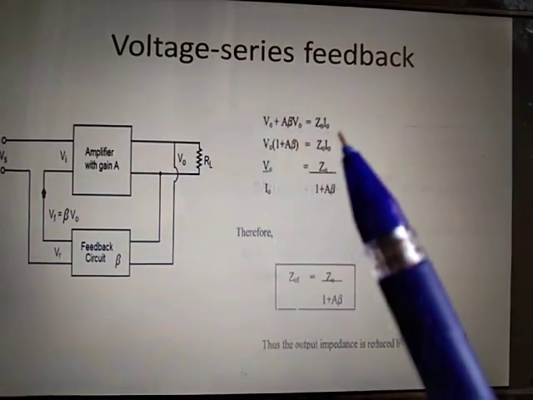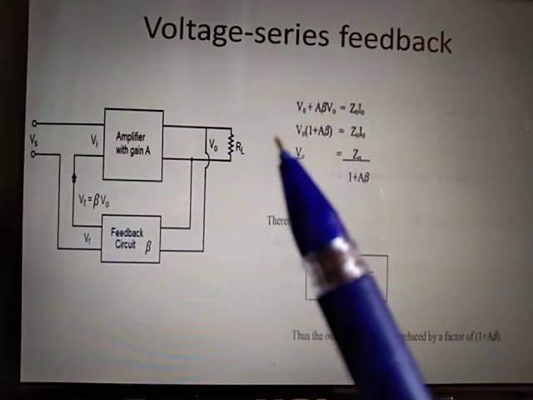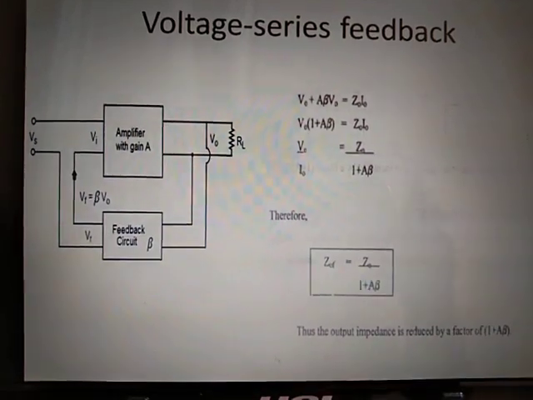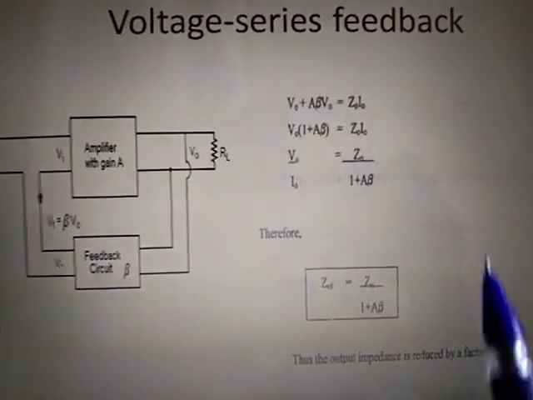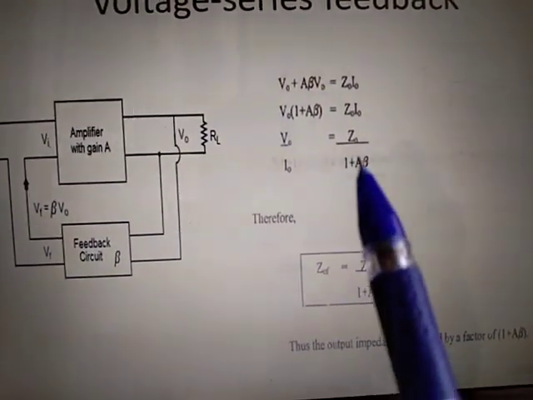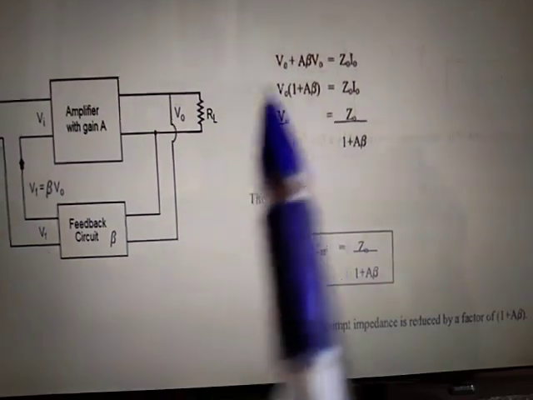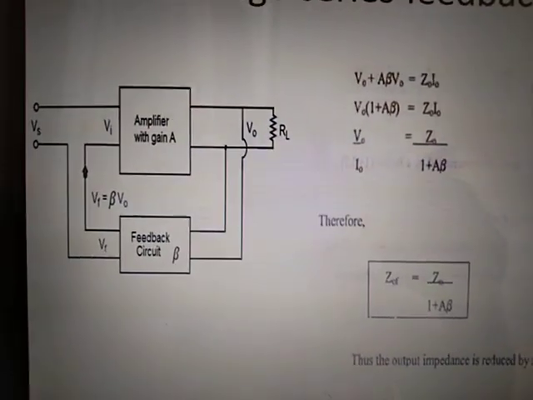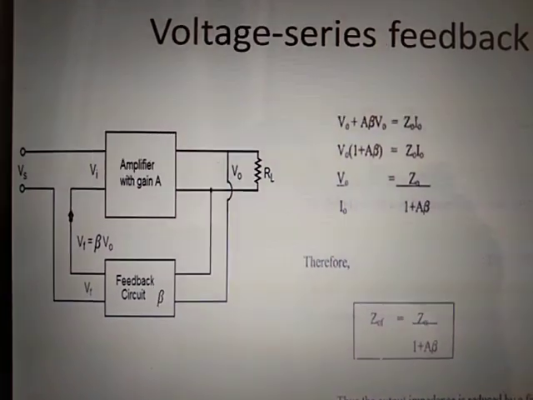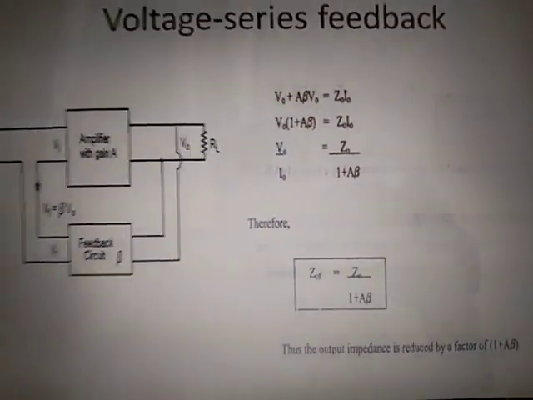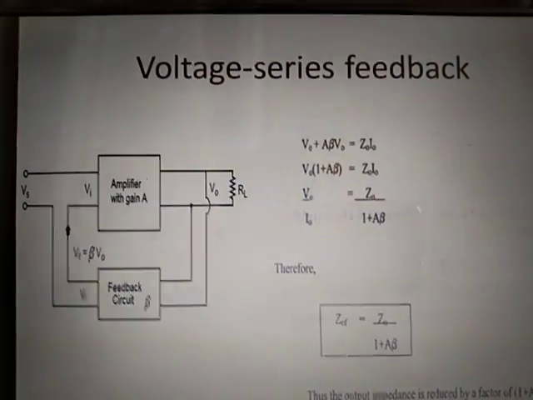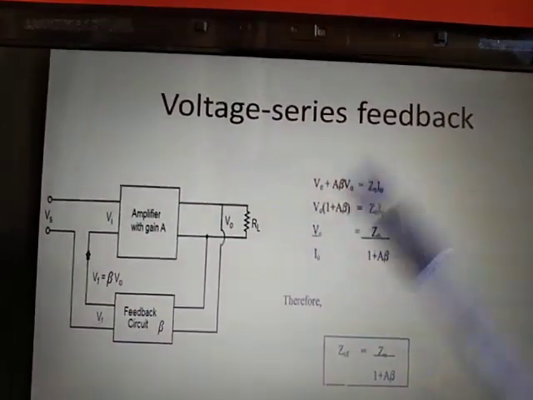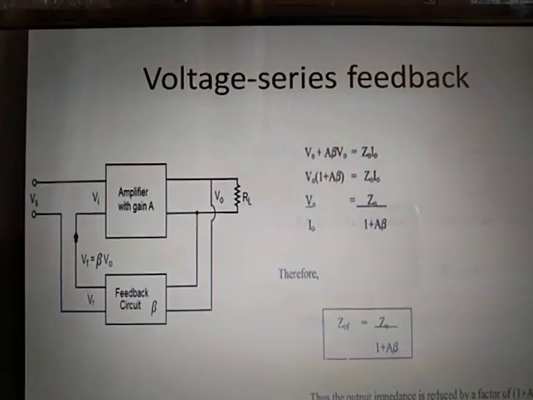That is V naught plus A beta V naught, which is equal to Z naught into I naught. Taking V naught outside, V naught into 1 plus A into beta is equal to Z naught into I naught. Therefore, V naught by I naught is equal to Z naught divided by 1 plus A into beta. Therefore, Zof, the output impedance, is equal to Z naught divided by 1 plus A into beta. Here, the output impedance is reduced by a factor of 1 plus A into beta. This is the voltage series feedback. This circuit diagram and this equation are very, very important for voltage series feedback.